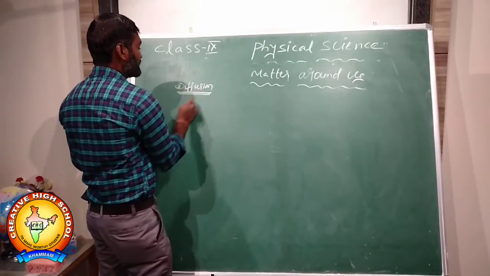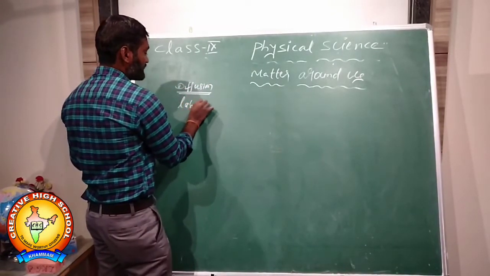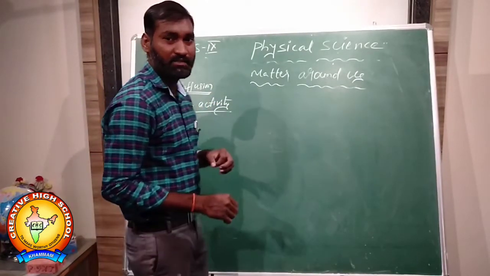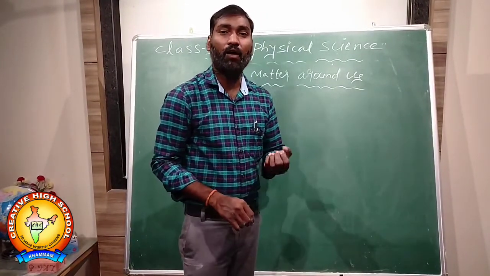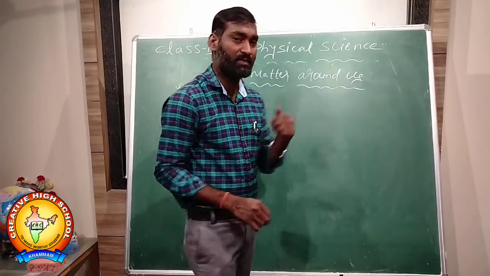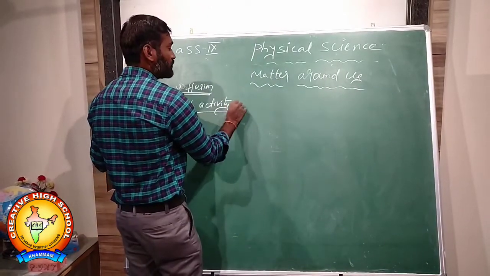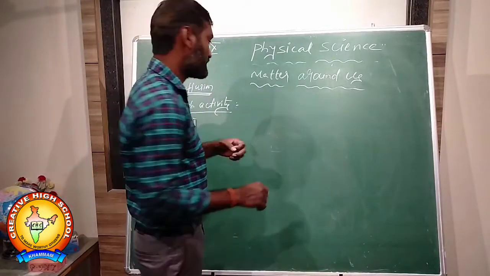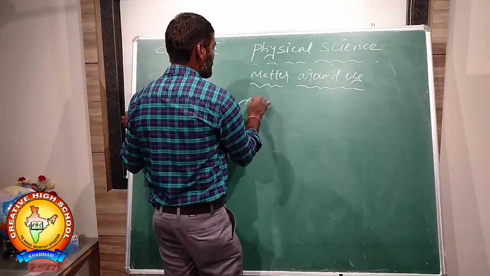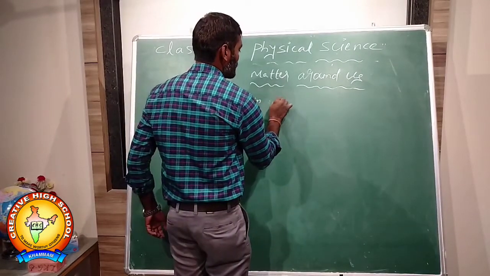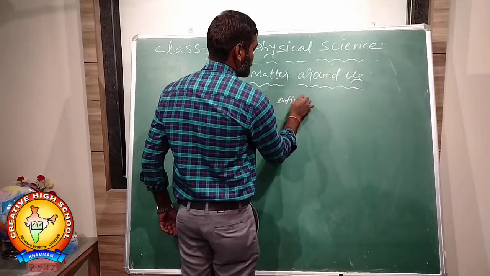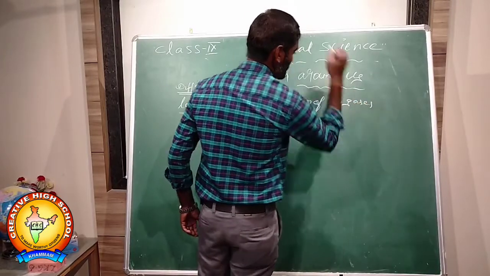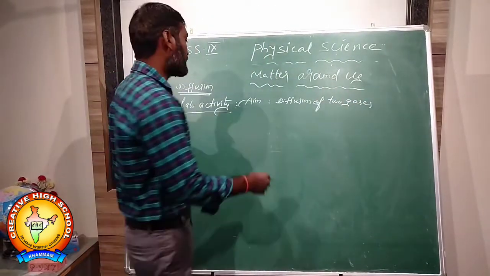So, the lab activity. What are the materials required? What information do you obtain from the lab activity? I will explain now. In the lab activity, first of all, what is our aim? The aim is the diffusion of two gases.